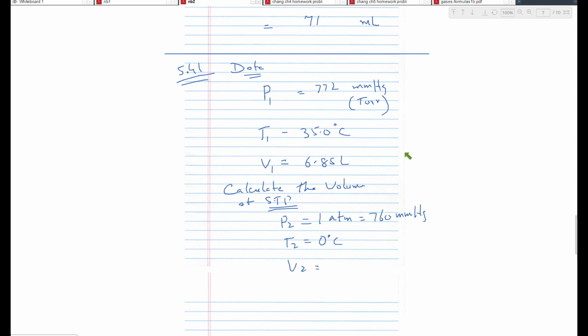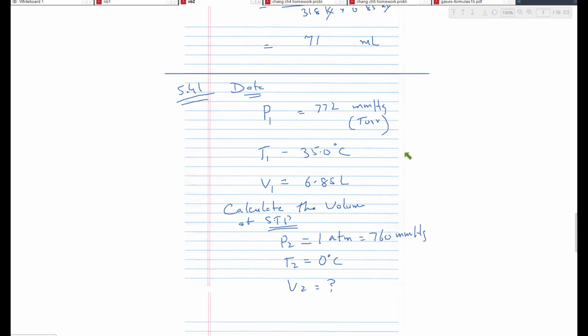And V2 we have to figure out at standard temperature and pressure. Because STP is giving you T and P. So I'm putting 2. Do I have to use any unit and change any unit? Just the temperature. So just add 273.